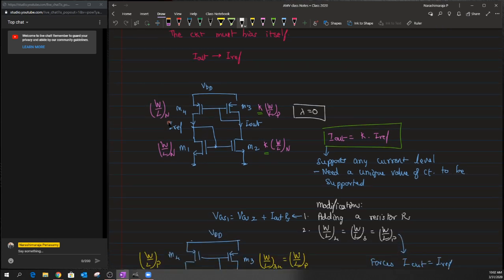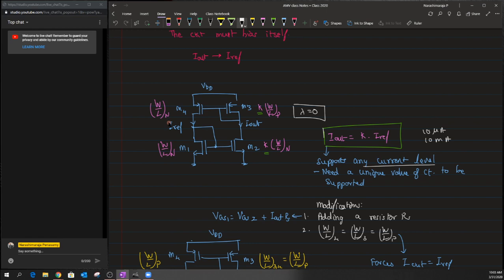So in such a situation I could end up having this kind of relation, but there is a flaw in this particular circuit. Even though the current I out is completely independent of any VDD supply, still there is some sort of flaw. The flaw is that this I out, or I reference, can support any current value. Which means that it can support 10 microamperes, or 10 milliamperes, or whatever current you define.